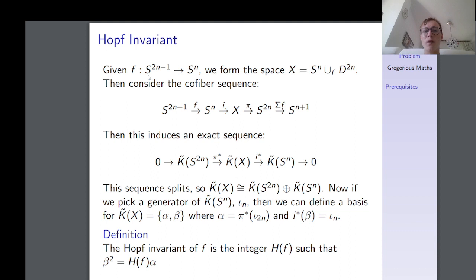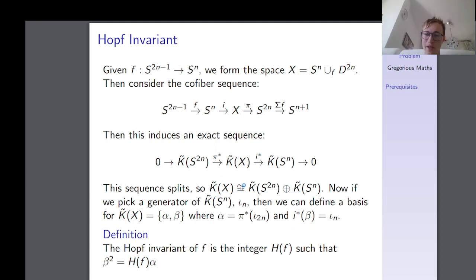So, we start off with a map between the 2n-1 sphere and the n sphere. And using this map, we can use it as an attaching map. So we attach the n sphere via this map f to a 2n cell, so the 2n disk. And with this, we can form a cofiber sequence. If you don't know about cofiber sequences, check out my video on fibrations. So we can form this cofiber sequence here, which again, check out my video on cofibrations and fibrations to see that this will induce an exact sequence of this form.